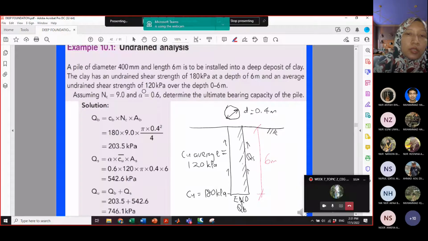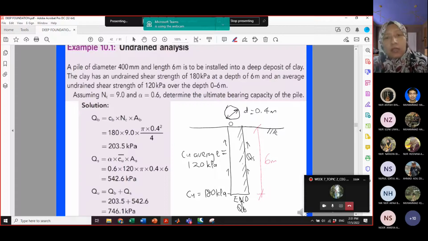An average undrained shear strength of 100 kPa over the depth 0 to 6 meter. It mentioned that the average undrained shear strength is 120 kPa for depth 0 to 6. So it means that the CU average has already been given as 120 kPa. The formula that you got in the earlier lecture showed that we must take CU as CU average. And in this question, they already gave you the CU average value, so it doesn't have any more problems. We can just calculate directly.